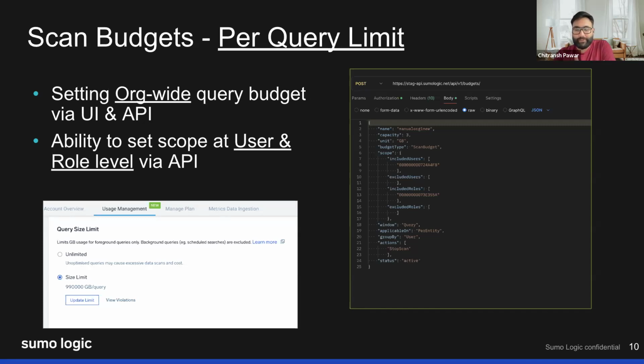And this is not just restricted to queries which you're doing on the log search page, but also dashboards, monitors, scheduled searches, wherever you're using scanning. This org-wide budget will ensure that they don't go above a particular limit which you're not comfortable with from a scan volume perspective. So we give you that ability. However, if you're an advanced user, you would also have the ability to set it at a user and a role level, which is a layer below the organization level. So via API, if you're a power user, you can set it up for a bunch of users and roles and ensure they don't scan beyond a limit which you're not comfortable with, and that you stay within your Sumo capacity.